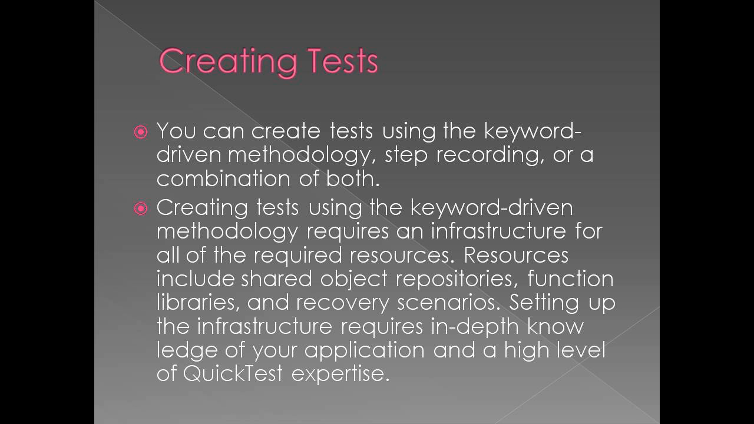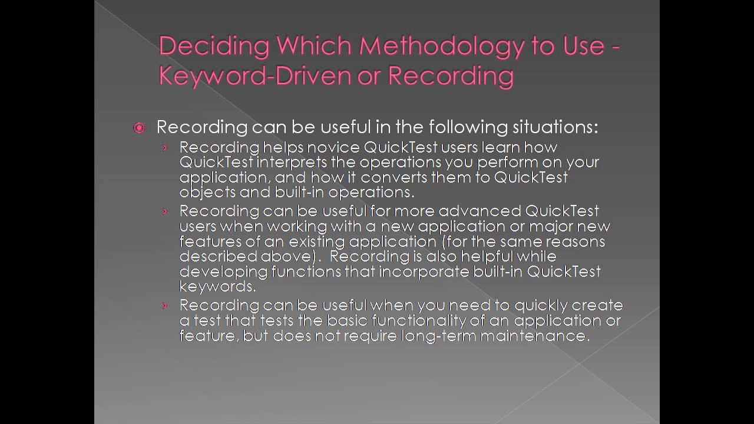When you test your application, you may want to check how it performs the same operations with different data. This is called parameterizing your test. You can supply data in the data table, define environment variables, instruct QuickTest to generate random numbers, and so on. After creating your initial test, you can further enhance it by adding and modifying steps in the keyword view or expert view. You can create the steps in your tests using the keyword-driven methodology, recording, or a combination of both.